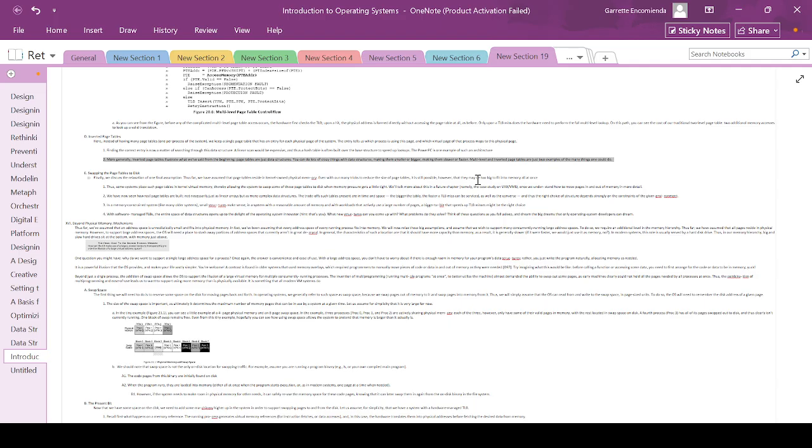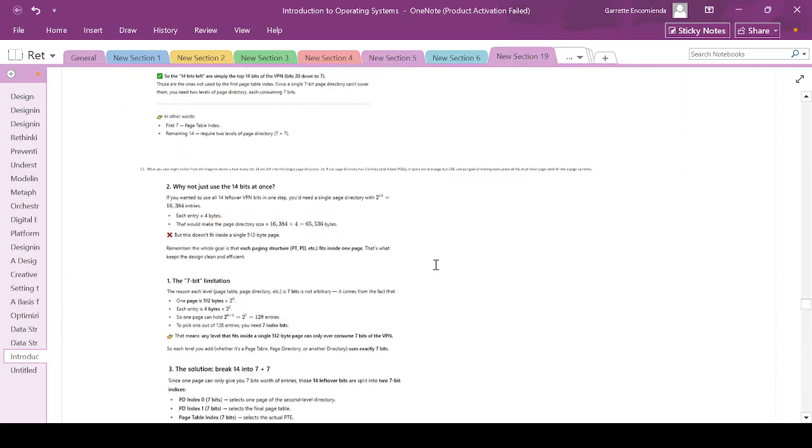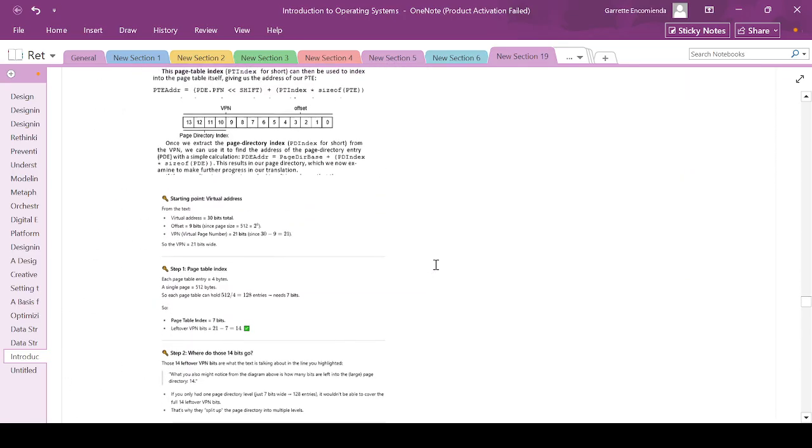So this is still a multi-level page table, but it's inverted and it uses a hash table. Just two examples of the many things it could do. So let me retract in this.